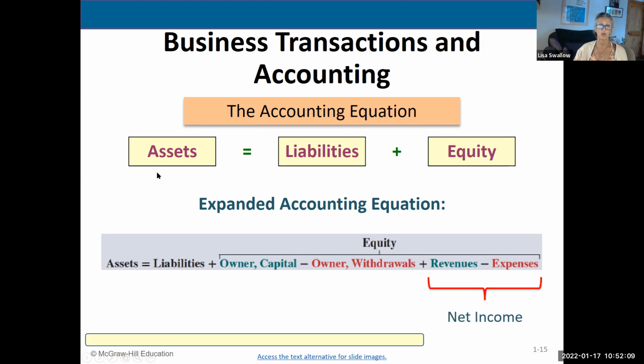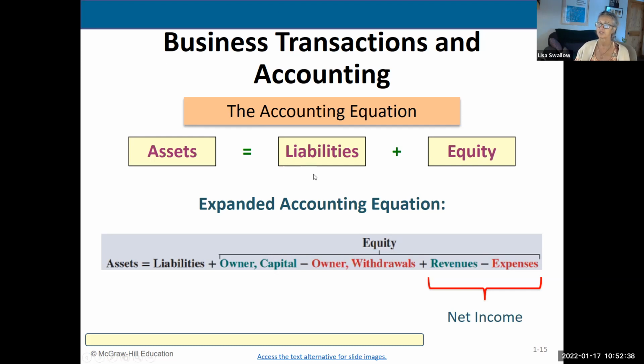Assets are things that we own, right? Our building, our equipment, our computers, our cash, our accounts receivable, right? Somebody owes us money. That's a receivable. Receivables are always assets. We can also own assets that we don't touch, like that's intangible, like a patent or a trademark.